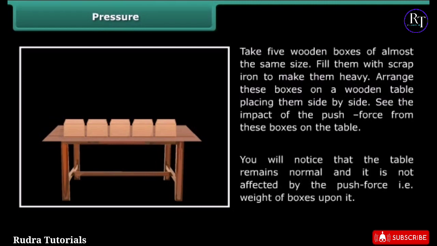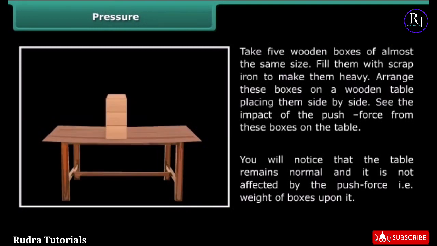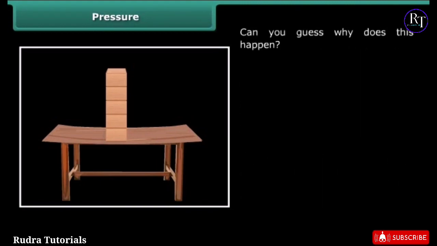You will notice that the table remains normal and it is not affected by the push force, that is, weight of boxes upon it. Now, rearrange these boxes on the same table, placing them towards the center and one over the other. Now see the impact. In this arrangement, the table either bends or breaks under the weight of boxes. Can you guess why this happens?